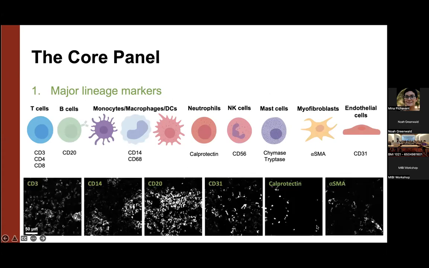And below each of the immune cells and other cells, we have listed some of our common markers that we like to use to delineate these cell types, as well as I've included some representative images that we've taken on MIBI to demonstrate these markers, such as CD3 for T cells, CD20 for B cells, calprotectin for neutrophils, etc.